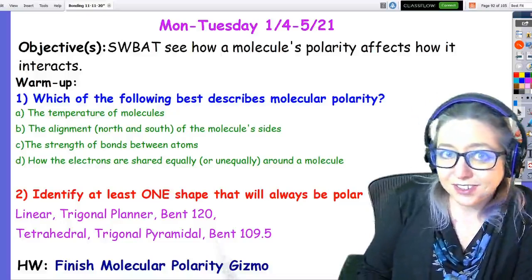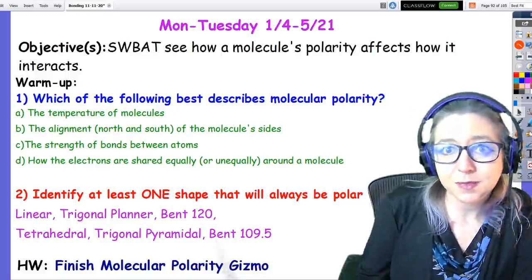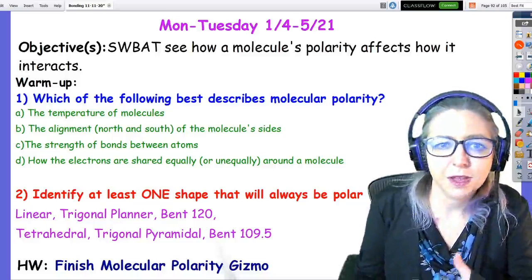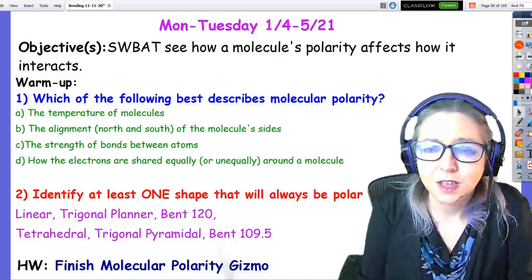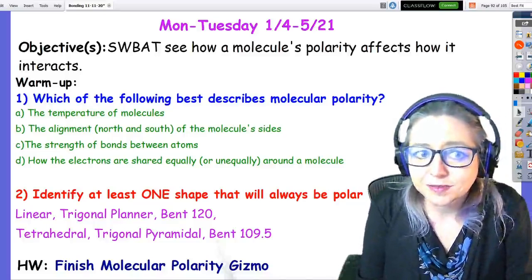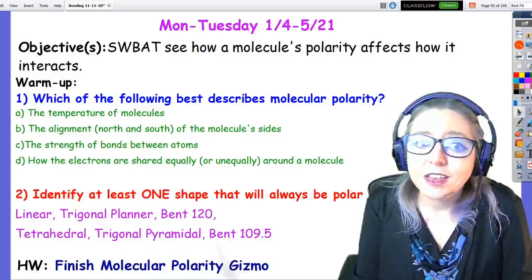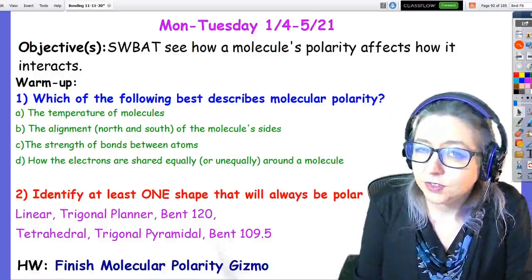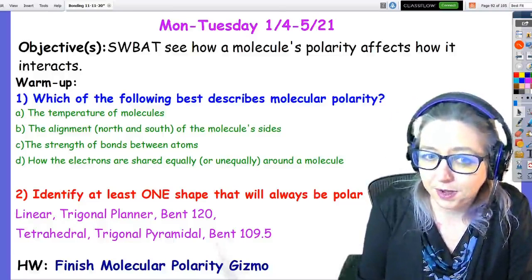So to start things off, we had a bit of a warm-up. I know that it's been a week and a half since we've had class, so I wanted to try and help dust out some of those cobwebs. So I made this all multiple choice. The first question is, which of the following best describes molecular polarity? This is what we were working on before winter break.